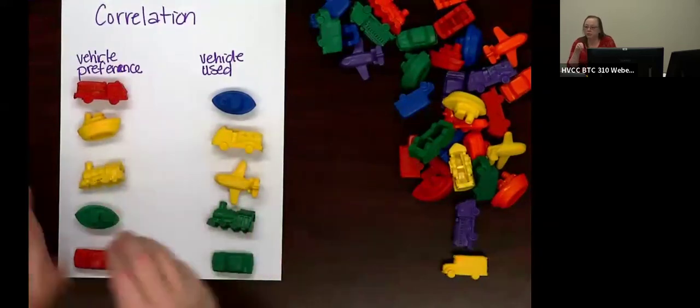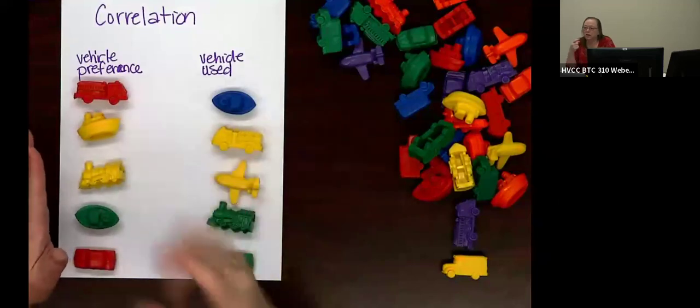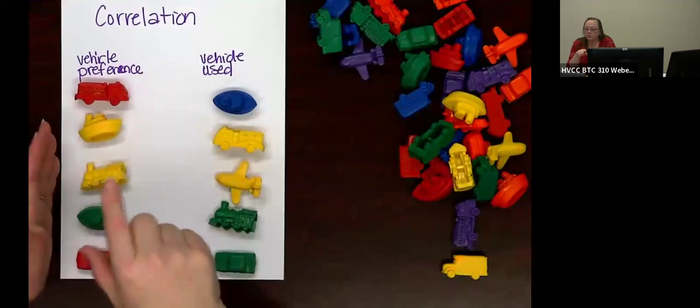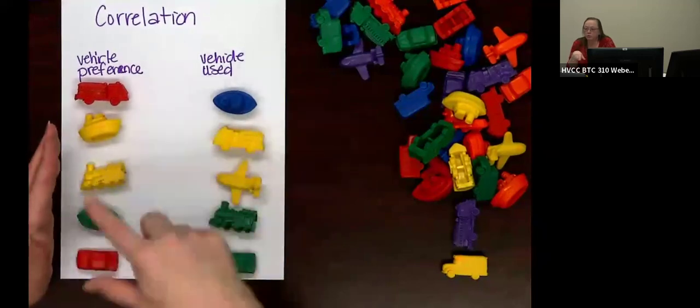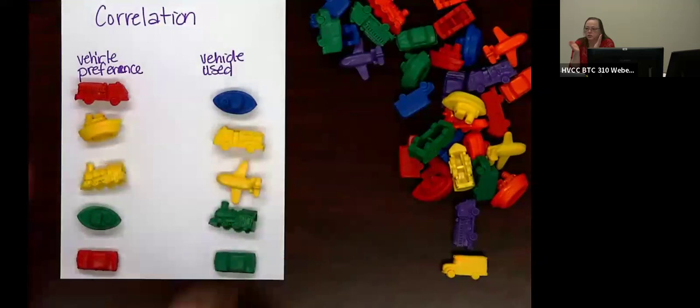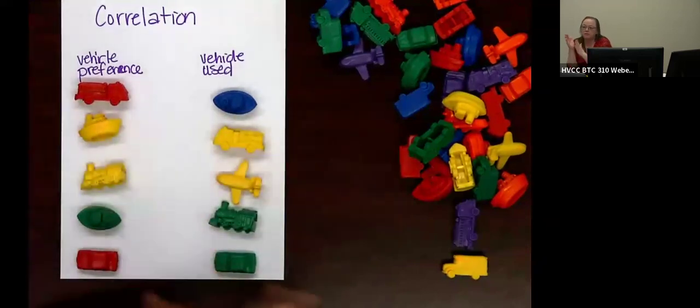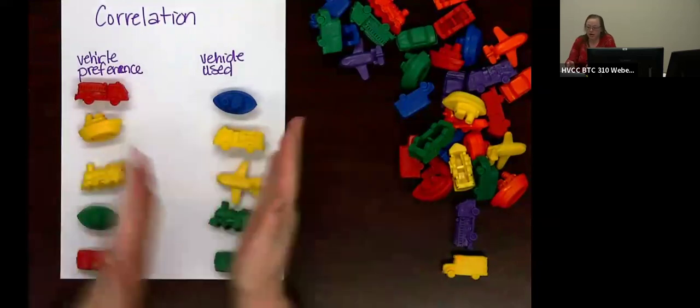Would we be comparing words? No, that's more of a chi-square. But vehicle preference, 1 through 5, vehicle used, 1 through 5. We could figure out if there's a relationship between the vehicle preferred, favorite vehicle, and then the vehicle used. Is there a connection?